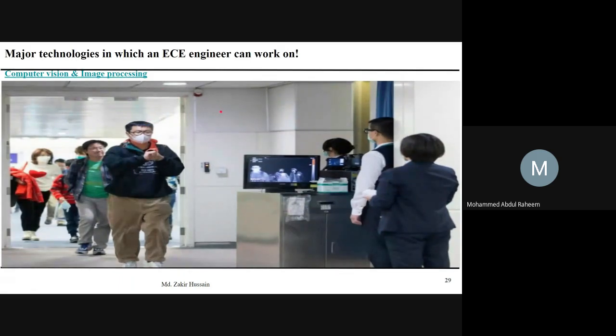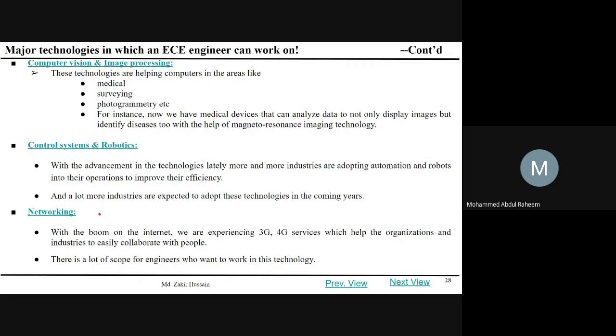Sensor technology has a lot of circuitry inside, which shortly you are going to see. The point I am trying to make here is that, without even humans touching them, through computer vision and image processing, they are able to identify if someone has a particular disease. That is the age we are living in. Who is behind this again? ECE.